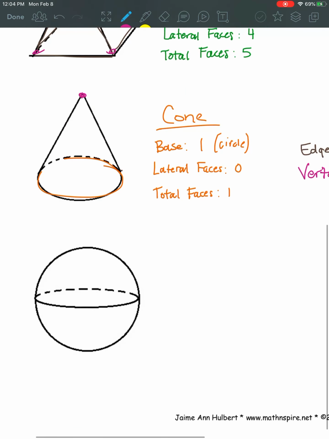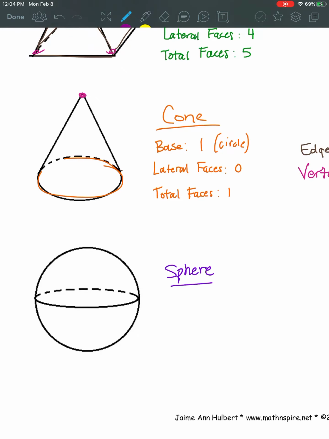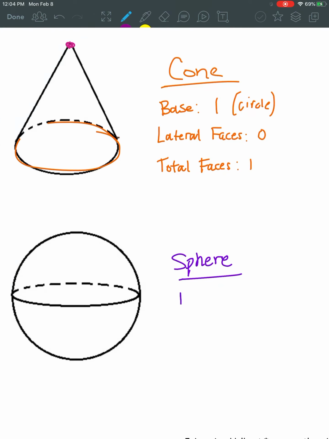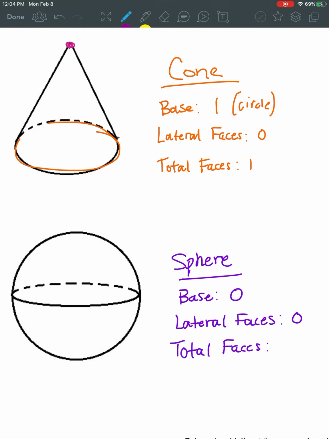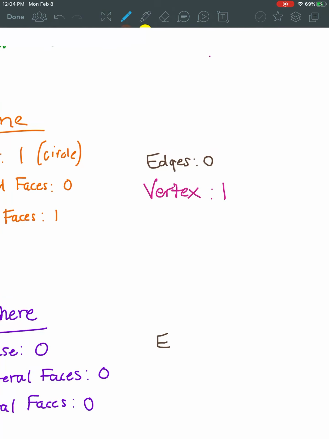All right, and last one is a sphere. Think of a basketball, a bouncy ball, any sort of ball is a sphere. Base, it's all curved. A base and a face have to be flat, so there is no base. Lateral faces, also, none of them are flat, so 0. So the total number of faces, there are none in a sphere. It does not lay flat. Edges, again, they do not come together to form any straight lines. So 0 edges and 0 vertices.